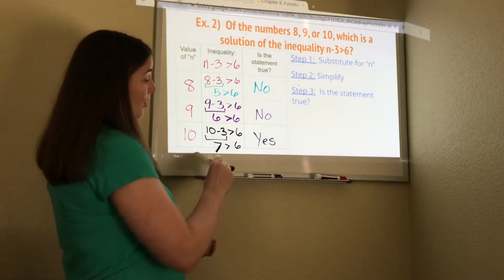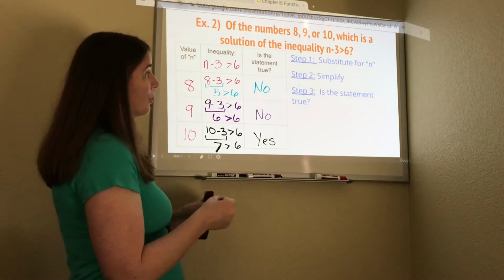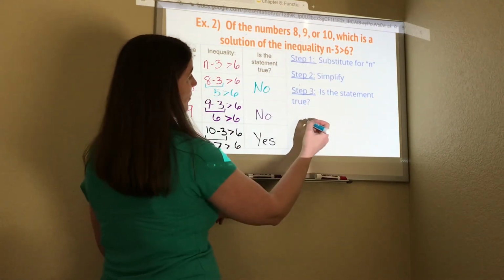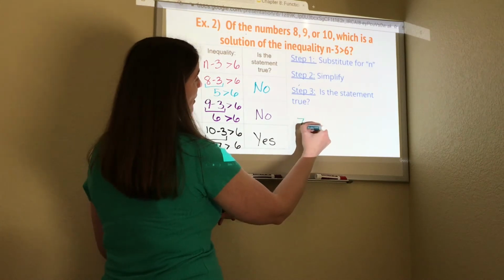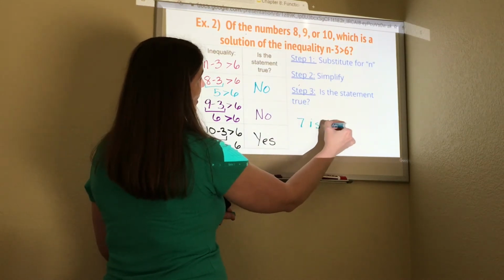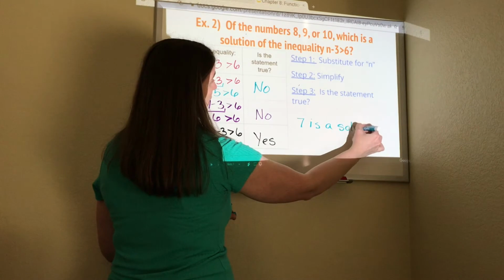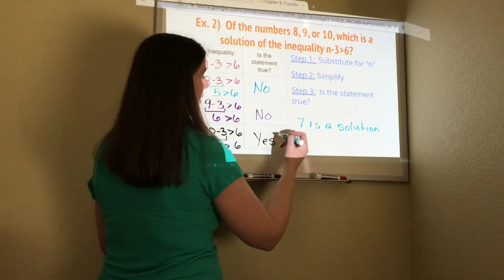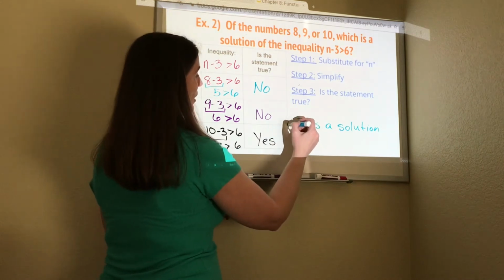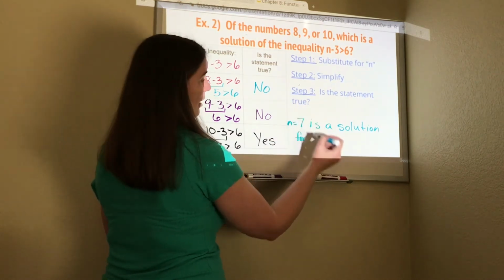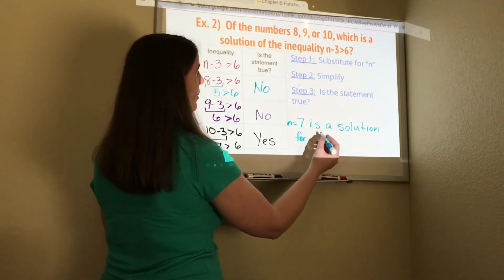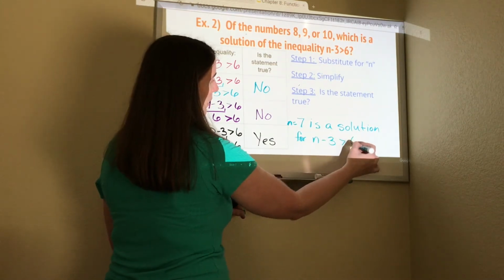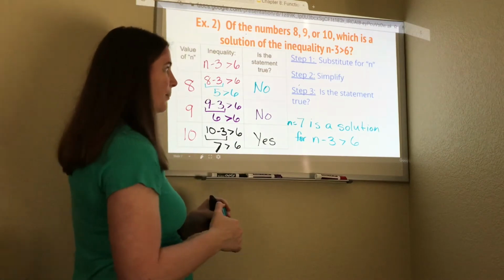So what is our solution? Our solution is 7. So 7 is a solution. You can put n equals, is it n? Yes. n equals 7 is a solution for n minus 3 is greater than 6. Okay.